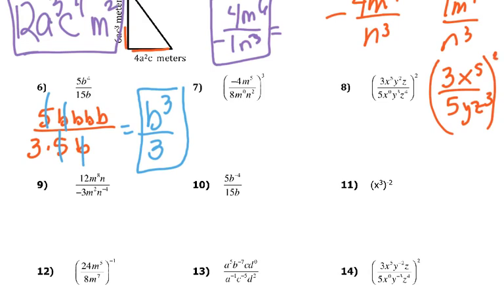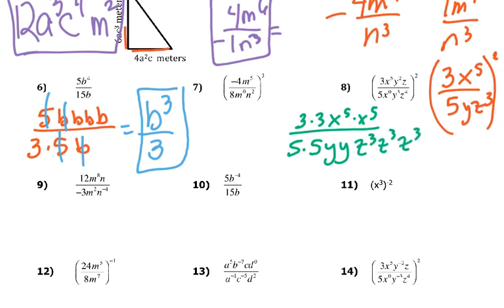So what does that mean? It means everything in there gets written 2 times. So 3 times 3. X to the 5th times x to the 5th. So if you think about it, I'm going to have 5 and 5, so I'm going to have 10 of them. And then 5 times 5, y times y, z to the 3rd, z to the 3rd, z to the 3rd.